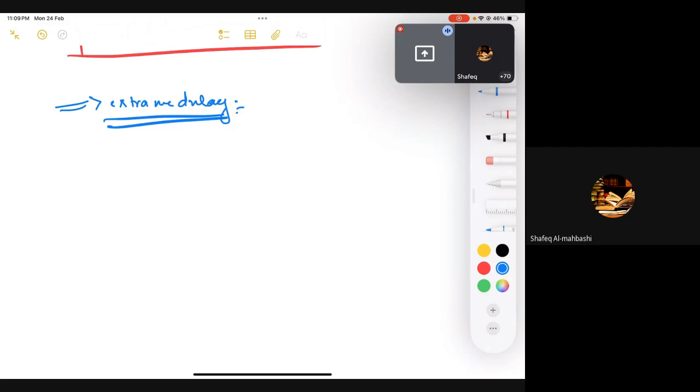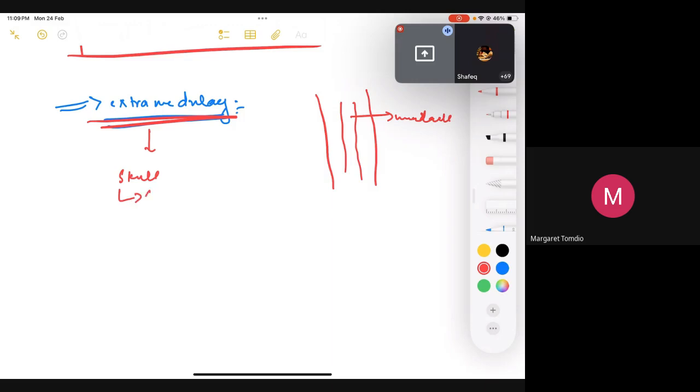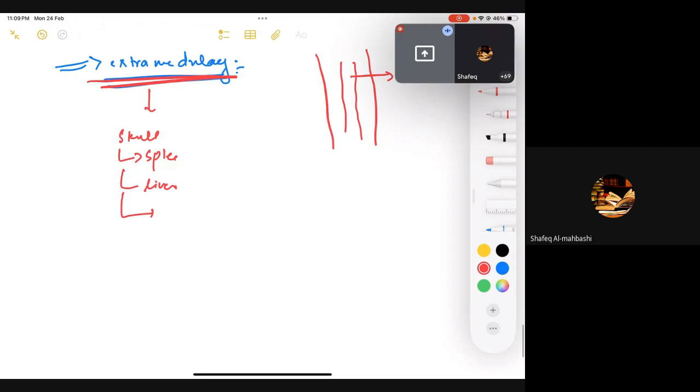What do we mean by extramedullary? We have a bone, right? And we know in the bone we have marrow, right? And that marrow part is basically known as the medulla of the bone, right? So what do you mean by extramedullary? Other than medulla, other than bone marrow, which structures? Your skull, your spleen, even your liver, right? And what else? Okay, so these are going to be the areas, right?